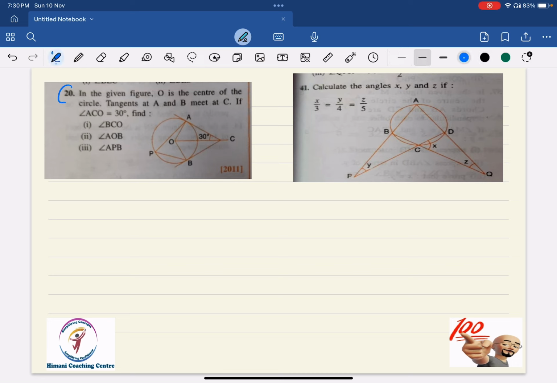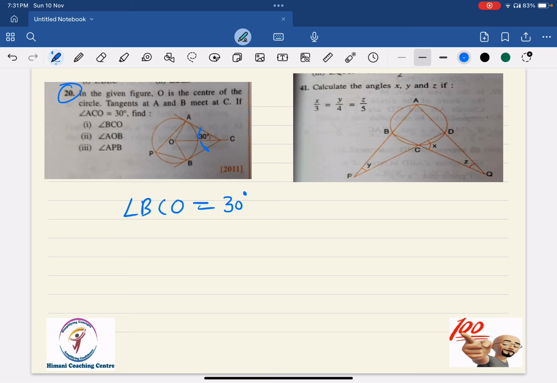Now let us look at question number 1, which is question 20. Here it says, in the given figure, O is the center of the circle, tangents A and B meet at C. If angle ACO is 30 degree, find angle BCO. We just did that theorem. If you look at this angle and this angle, they should be equal. Why? Because AC and BC are equally inclined to OC. So our answer would be angle BCO is also equal to 30 degree.